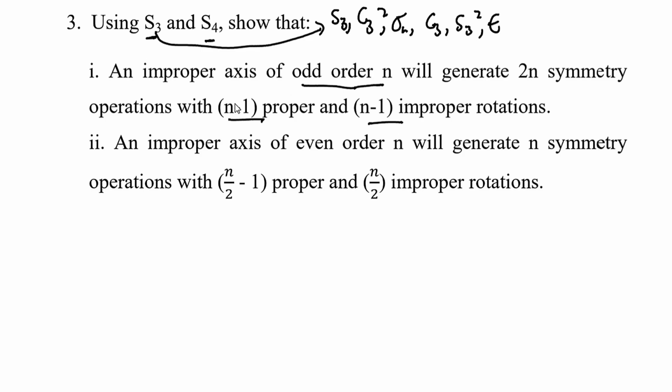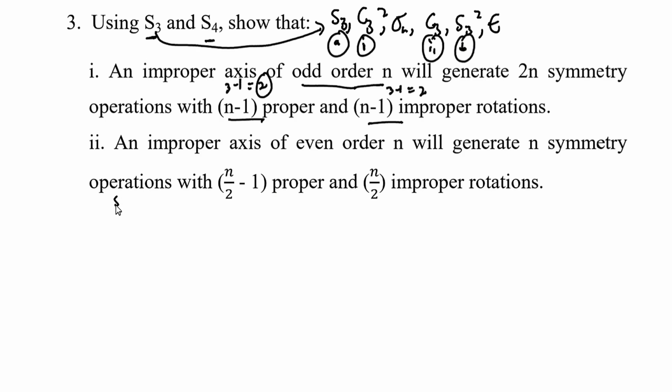So let's look at the proper, n minus 1. That will be 3 minus 1, and that should give 2 proper. So these are 1, the first proper as this, and the second proper, right? So let's look at this n minus 1 improper. So that will be 3 minus 1 to give 2. So improper we have it to be 1, and we have the second one to be 2, right? So these are improper rotation axes, right?